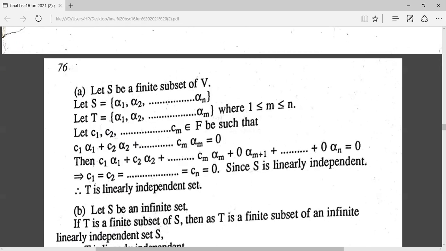Next, let C1, C2, to Cm be scalars belonging to the field F, and suppose the linear combination is 0, that is, C1 alpha 1 plus C2 alpha 2 plus up to Cm alpha m is 0.